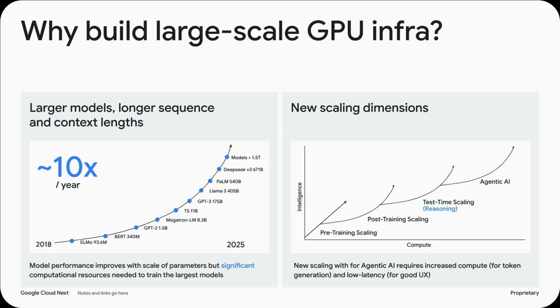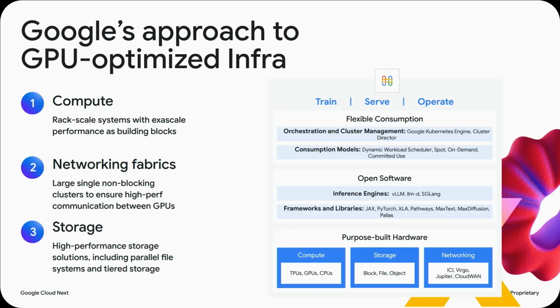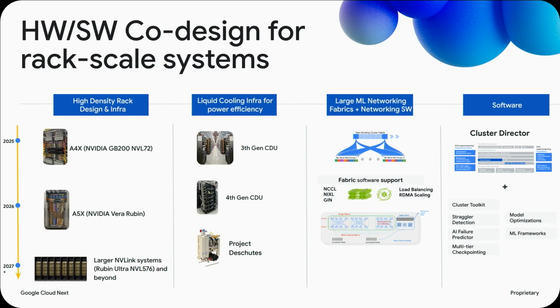because you want answers as quickly as possible. At Google, we follow this approach to building GPU-optimized infra. We start with compute, and combine that with large-scale networking fabrics to build really large GPU clusters. Then we combine that with high-speed, high-performance storage solutions across block, file, and object, to cover a gamut of ML use cases. But you might ask, what does that actually mean in practice? I want to share a vision slide with you on hardware-software co-design.